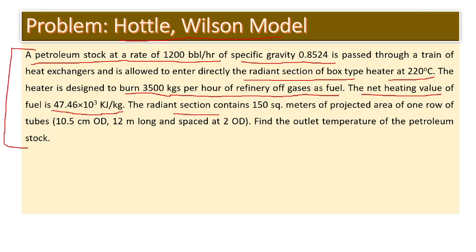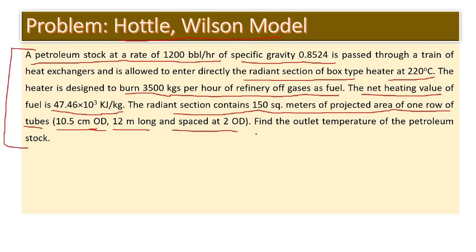The radiant section contains 150 square meters of projected area of one row of tubes. So that is given for the one row of tubes. This is a projected area, and these are the dimensions of the one tube: 10.5 centimeter diameter, 12 meters long, and it has the space of 2 OD. So these are the required things basically.